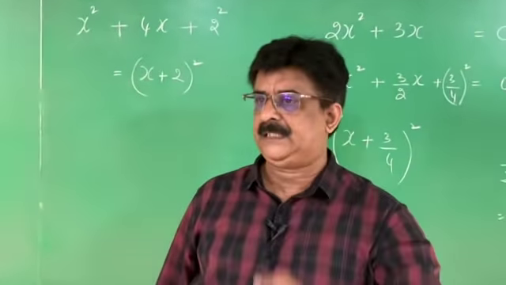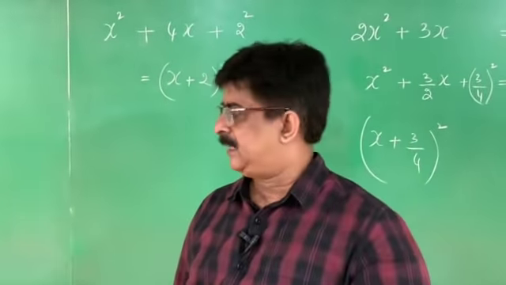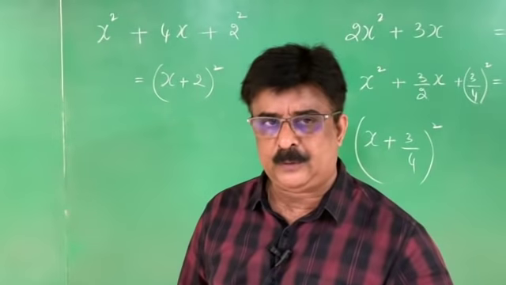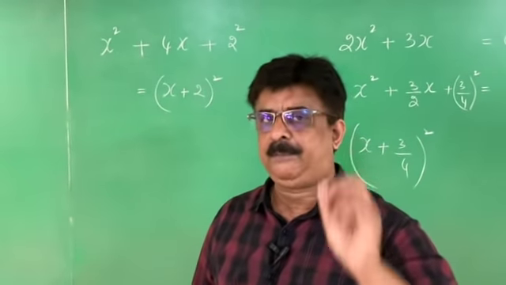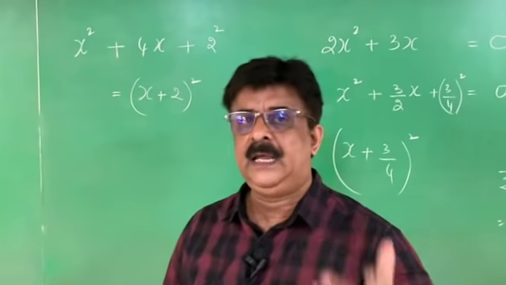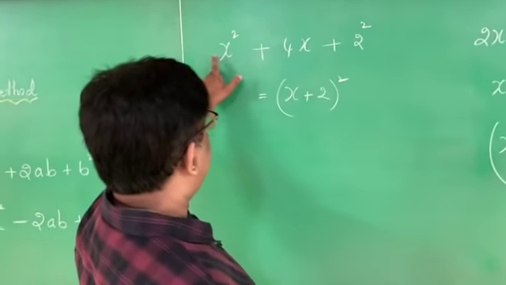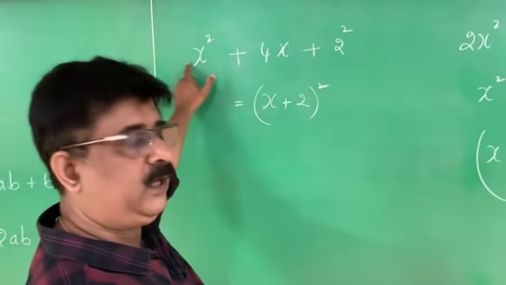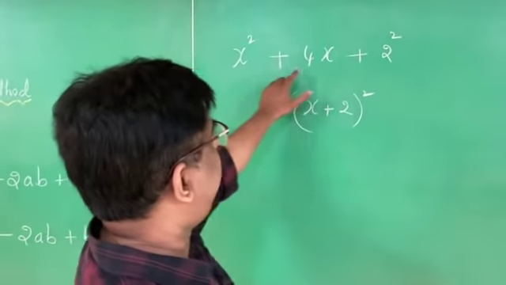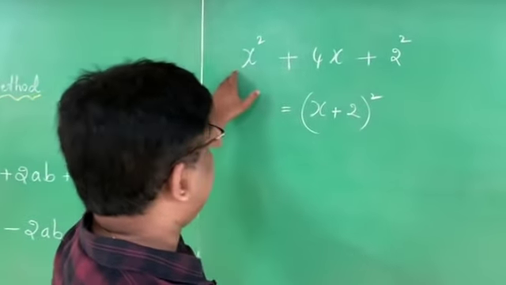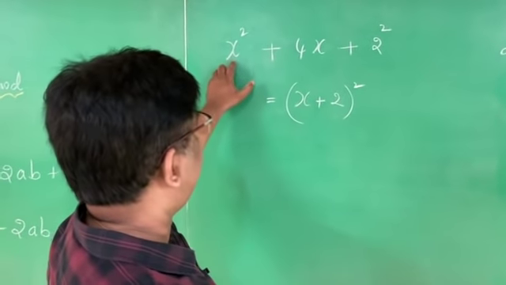If any expression is given to you, you are to convert that expression either in the form of a plus b whole square or a minus b whole square. Two conditions you always have to keep in mind when solving a problem by the completing the square method. First, in front of the x square there should not be any coefficient. In ax square plus bx plus c is equal to 0, a is equal to 1. There should be 1 as the coefficient of x square.